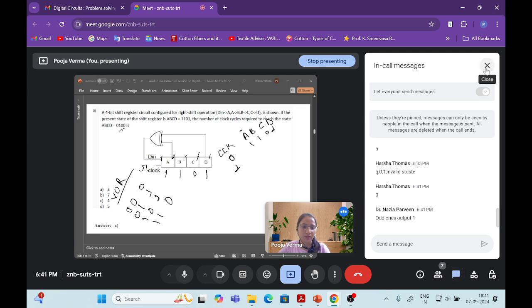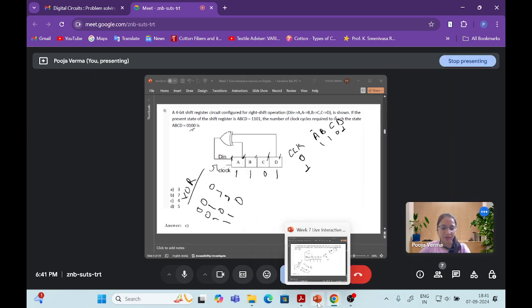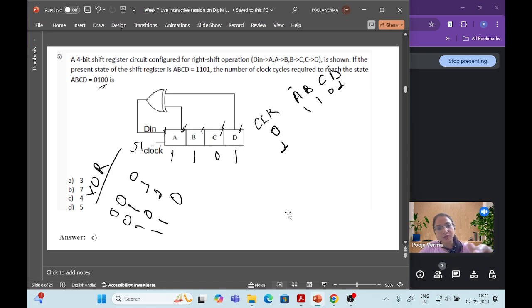Yeah, odd ones, output 1. Yeah, correct. Okay, so here A and D are the same, that means the output will produce 0. So that output is connected to this A shift register or A flip-flop. Okay, so the next A is 0 and then shift these 3 bits to this place, right?